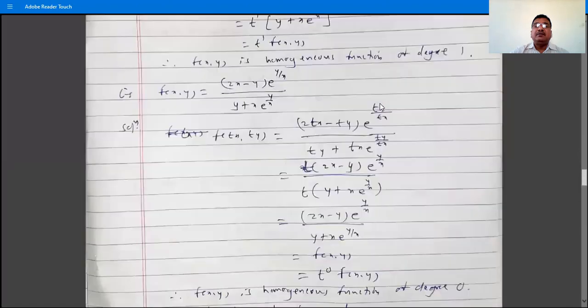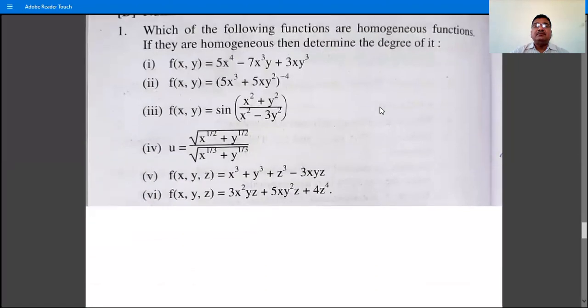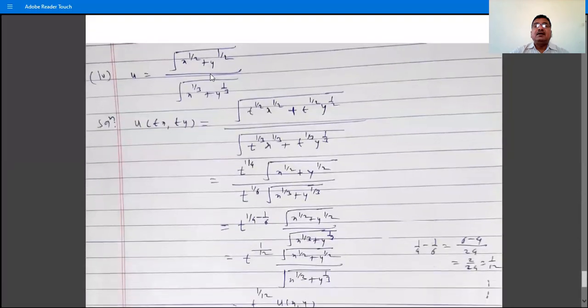So if we apply the definition for this example, the numerator is a homogeneous function of degree 1 half, the denominator is a homogeneous function of degree 1 by 3, and so not 1 half, 1 by 4. The degree of numerator is 1 by 4, and the degree of denominator is 1 by 6, and so the degree of the whole function u is what? 1 by 4 minus 1 by 6, that is 1 by 12.